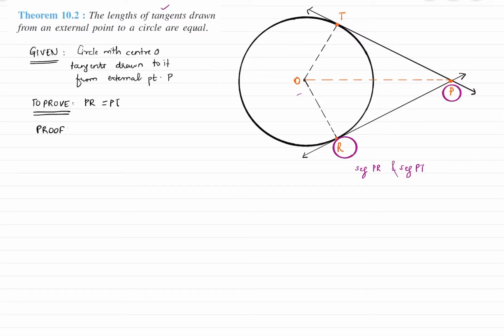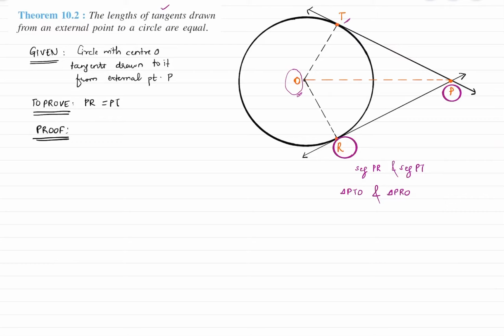Now, how are we going to prove this? Let's give it a thought first. From what we can see, if we join O to T, and we join O, R, O, P, we get two triangles. What are those triangles? Triangle PTO and triangle PRO. So two triangles are formed, and somehow if we can prove that these two triangles are congruent to each other, then probably by CPCT we can prove that PT is equal to PR.